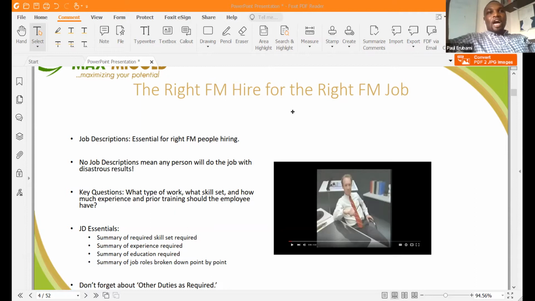So basically, when it comes to the application of HR knowledge to facility management, one of the core aspects of it is employing the right people for your job. And that's where we come to the hiring process in facility management. In trying to get the right people for the right job, it has to come fundamentally down to what we need to do as a facility professional in an organization.